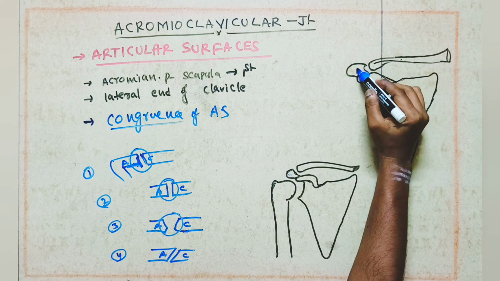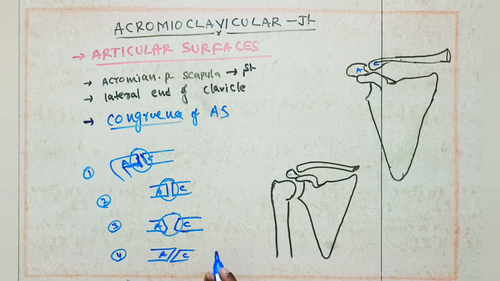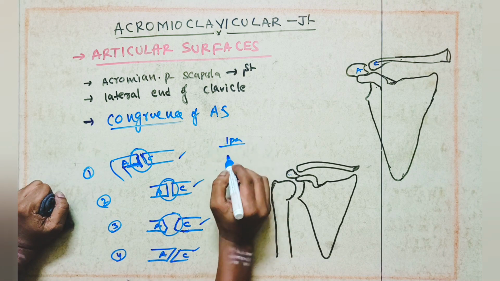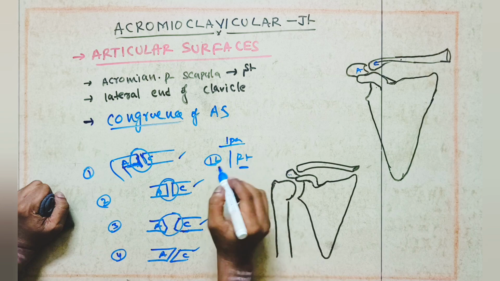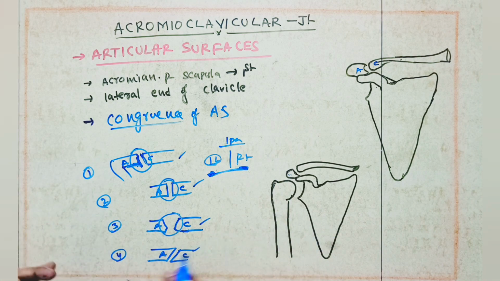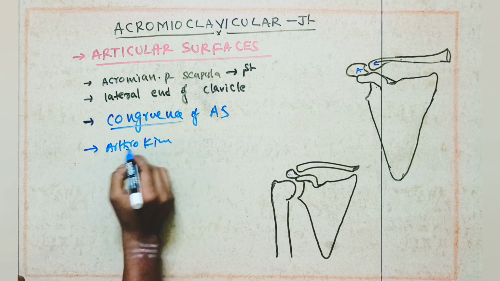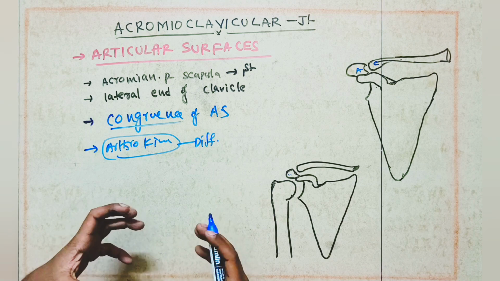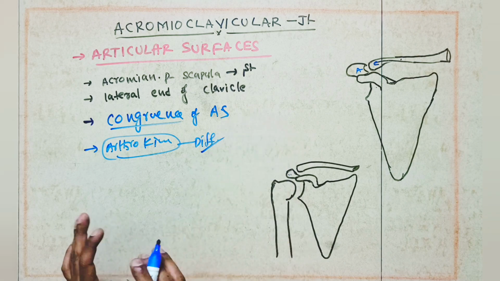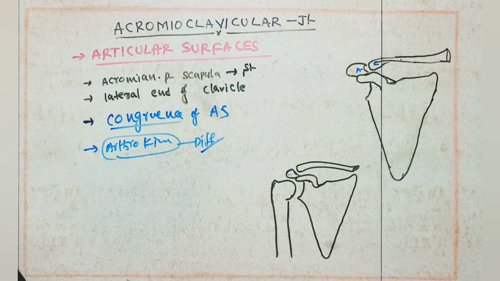So the congruence of the articular surfaces between acromion and clavicle is less, and the shapes may vary from individual to individual. Even in one person, the right side is sometimes different from the left side, sometimes both are the same. That is the reason the arthrokinematics are a little difficult. We can't even predict exactly what kind of arthrokinematics are happening inside the articular surfaces. So this is about the articular surface of the acromioclavicular joint.